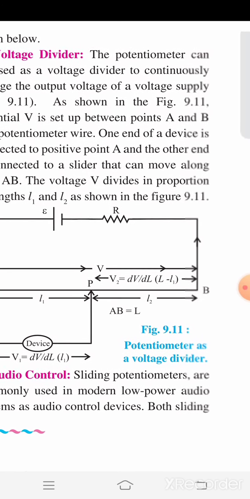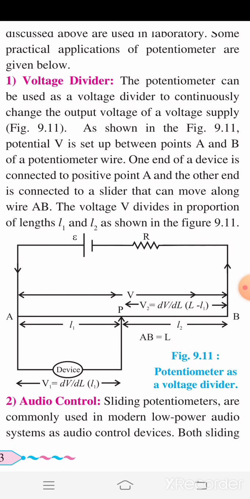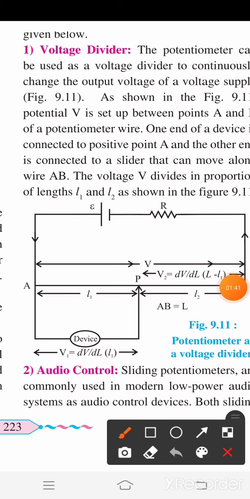This voltage divider arrangement is used along with the potentiometer instrument to continuously change the output voltage of a voltage supply. That is the voltage divider arrangement. Second use of potentiometer is audio control.